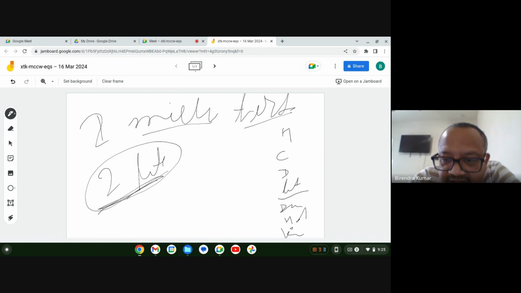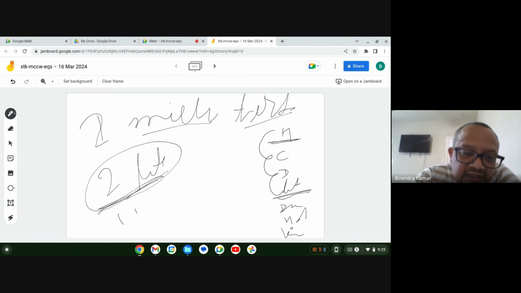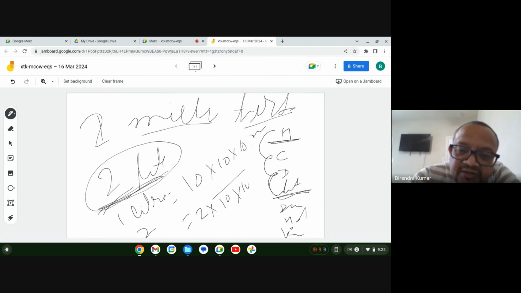So liter is here. Milliliter is here. How many hops do I need? 1, 2, 3. So 1 liter equals 3 hops, so 10 into 10 into 10 milliliters. Now, if 1 liter is this, how many will be 2 liters? You just multiply this by 2. 2 into 10 into 10 into 10. Done deal. And you know the calculation.